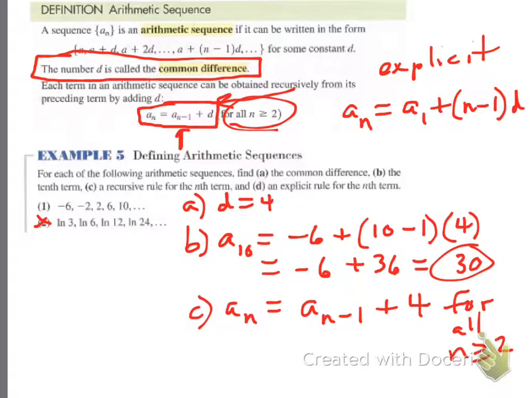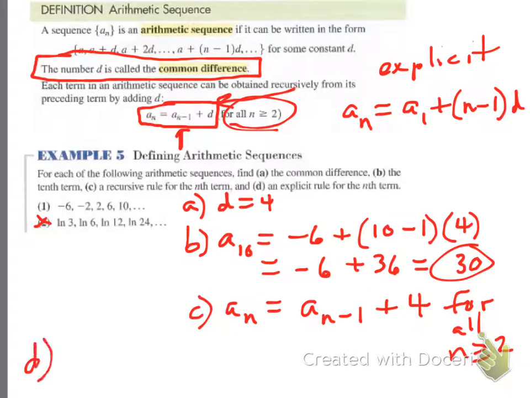Now, why is that disclaimer there? Because when n equals 2, 2 minus 1 is 1, that's really the first term. So really it's the previous term. If n was 1, 1 minus 1 is 0, and that's no good. So it has to be for all n's bigger than or equal to 2.